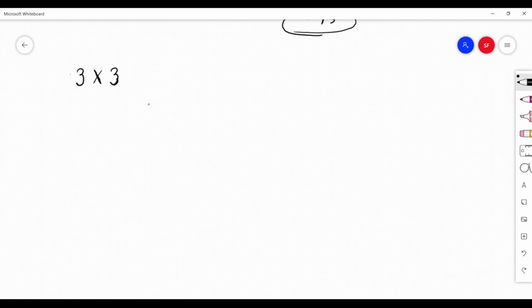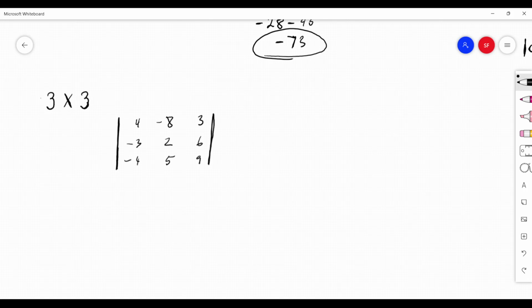Now, 3x3 system. We're going to go straight to an example because it's going to be easier to see with actual numbers. So we're going to find the determinant of 4, negative 8, 3, negative 3, 2, 6, negative 4, 5, 9. Step one, rewrite the first two rows outside. So in this example, 4, negative 3, negative 4, negative 8, 2, 5.